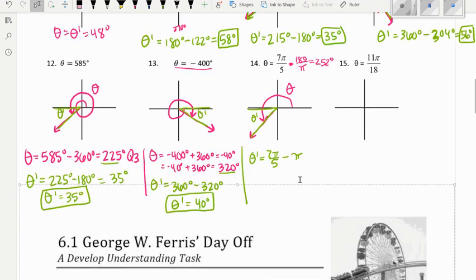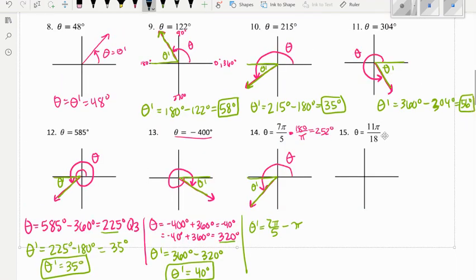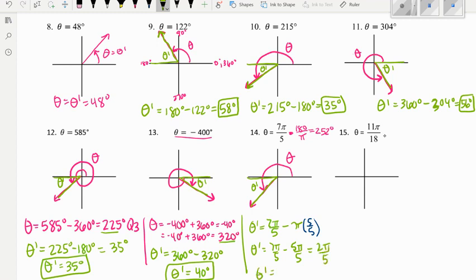So 7 pi over 5 minus pi means we need to get a common denominator. So I'm going to multiply this by 5 over 5. When I do, I get theta prime is equal to 7 pi over 5 minus 5 pi over 5, which gives us 2 pi over 5. So theta prime equals 2 pi over 5.